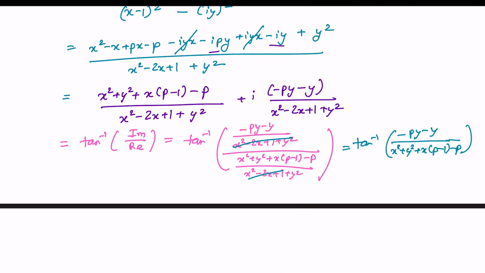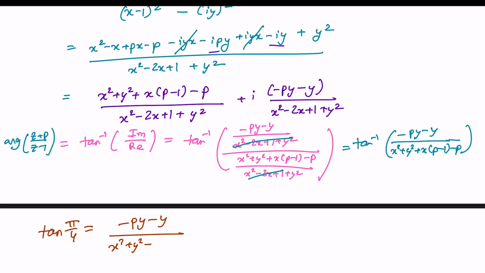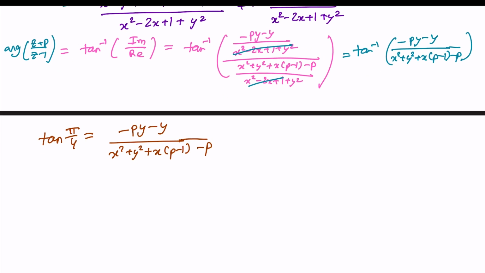This is the argument of z plus p by z minus 1. So the argument is pi by 4, so we can do tan pi by 4 on this side. The right side would be py minus y divided by x squared plus y squared plus x times p minus 1 minus p. Tan pi by 4 is 1. So the left side becomes 1, and then I can cross multiply both sides to get this equation.